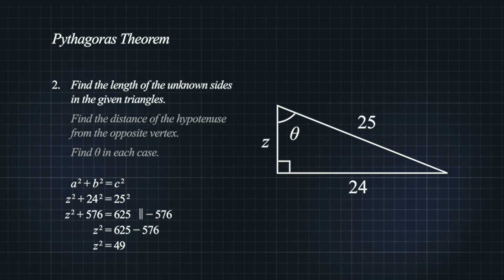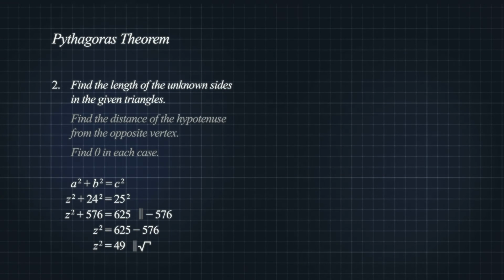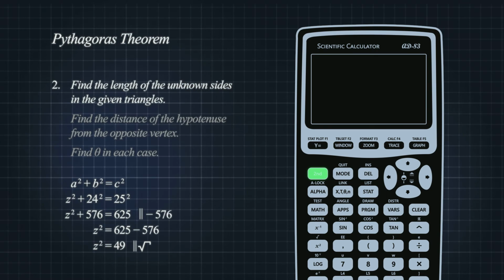To find out the value of z, we need to take the square root of both sides of the equation. You can again use your calculator. The square root of 49 is 7. Therefore, z equals 7.